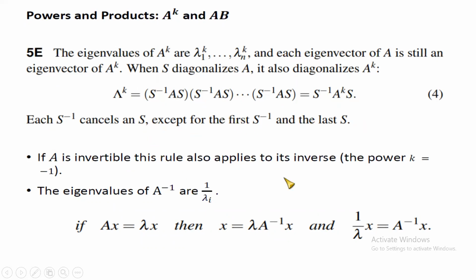If A is invertible, this rule also applies to its inverse. That means you can find the eigenvalues of A inverse, and they turn out to be 1 by lambda, only if A is invertible. So if Ax is equal to lambda x, then x is equal to lambda A inverse x. Therefore, I can take the lambda over here: 1 by lambda x is equal to A inverse x. So that gives us that A inverse has the eigenvalue 1 by lambda, or lambda to the power minus 1.